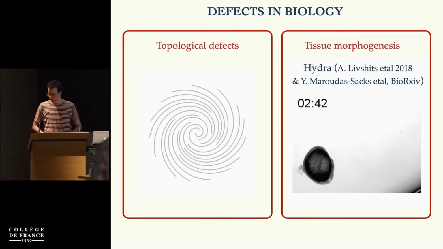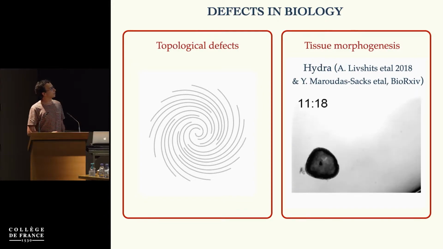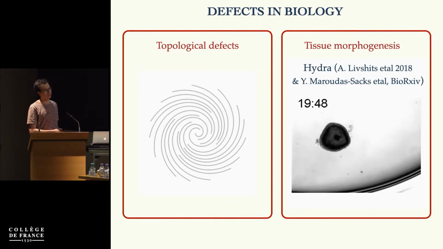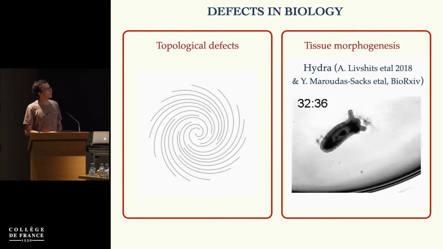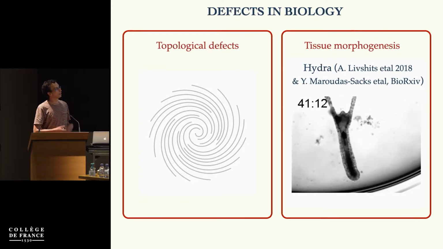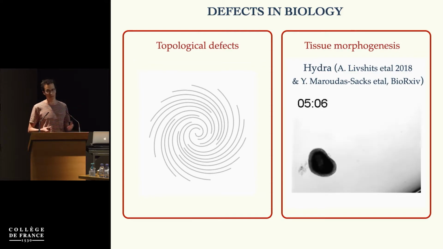In this talk, I will try to connect two concepts that are a priori unrelated. The one on the left is an example of a topological defect, which you see in a spiral, a concept of liquid crystal physics. And the one on the right is tissue morphogenesis, and I chose the regeneration of the hydra as an example. Morphogenesis is a biological concept that has to do with the emergence of shapes in biological systems.